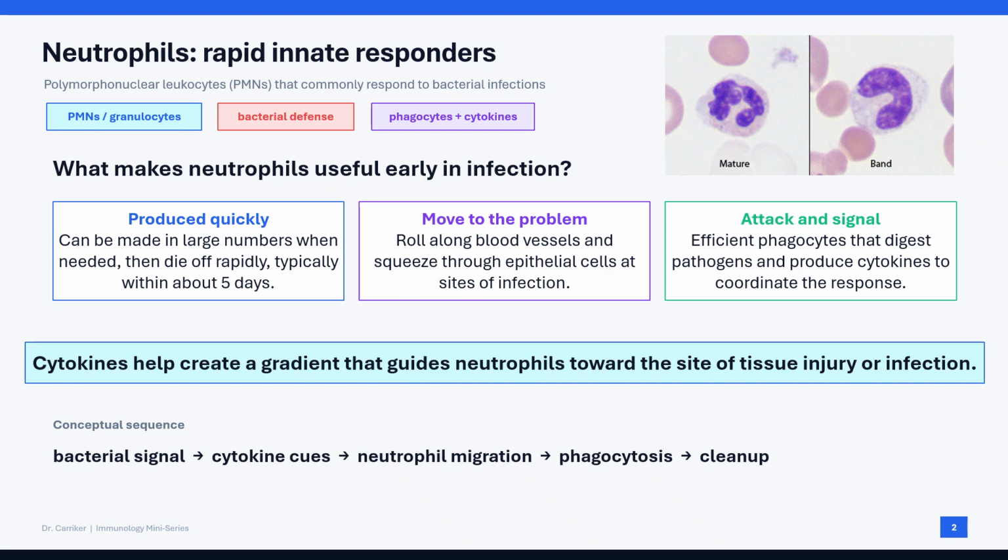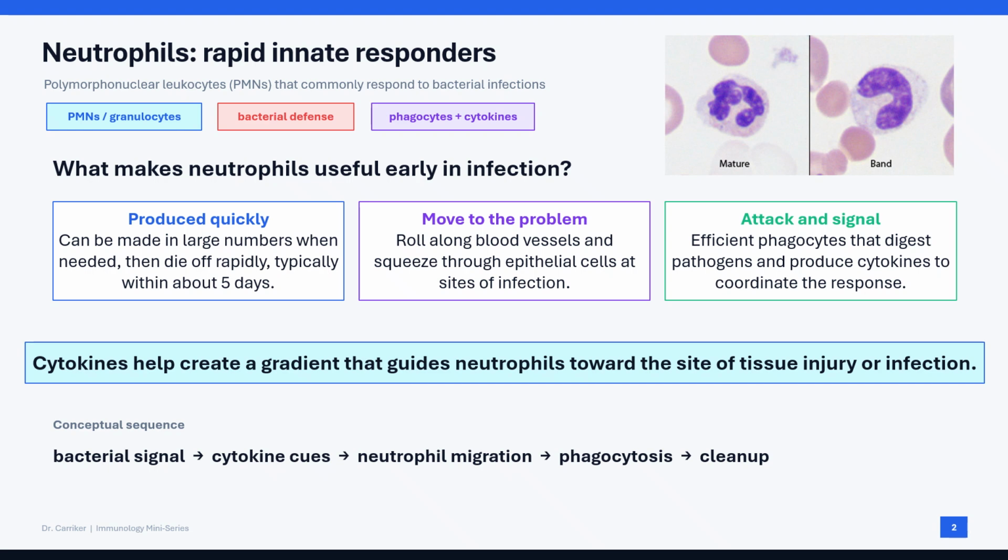So neutrophils are one of the classic fast responders, especially in bacterial infection, and they are white blood cells. They're also called polymorphonuclear leukocytes or granulocytes. And if that term sounds intimidating, we just break it down. So polymorphonuclear. Poly meaning many, morpho refers to shape, and nuclear refers to the nucleus. So under the microscope, they have a distinctive segmented appearance. Now, these cells can be produced in large numbers when they're needed, and they die off fairly quickly.